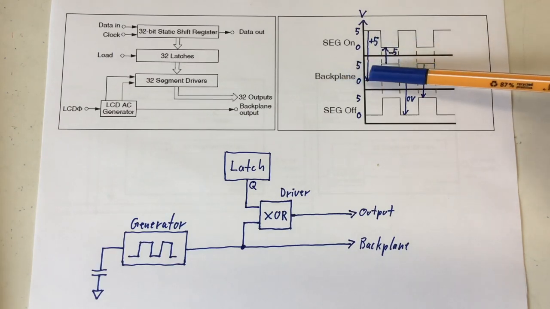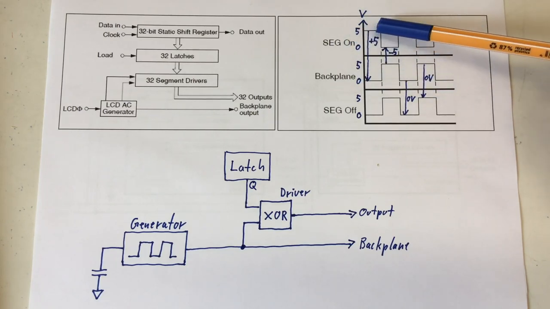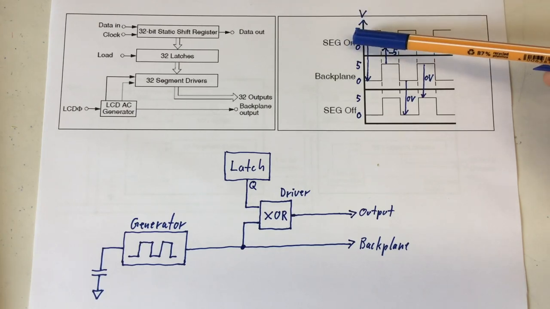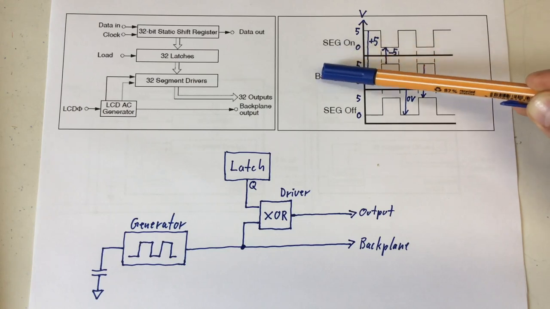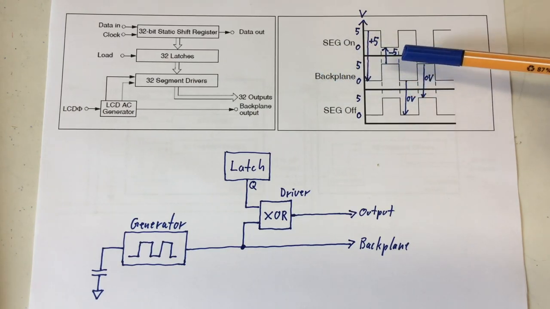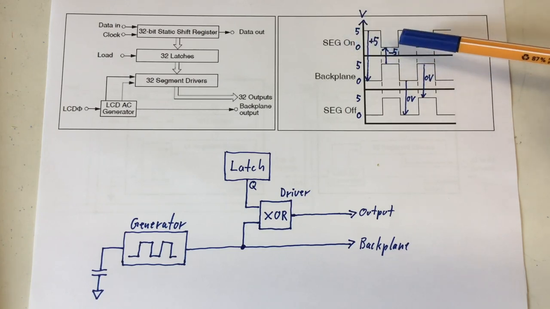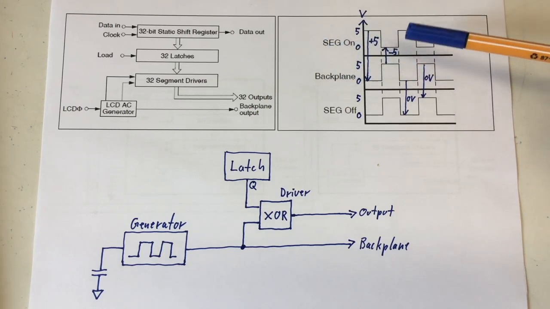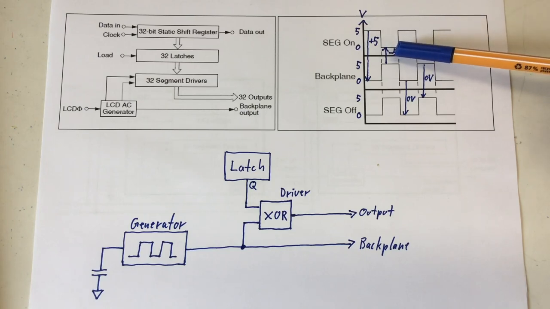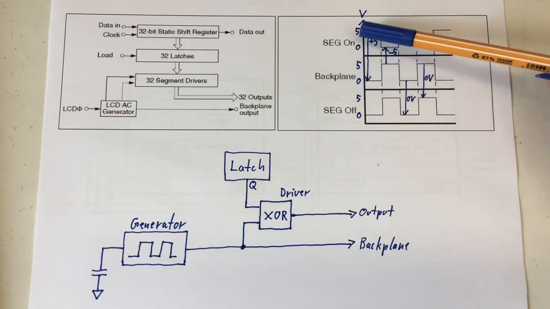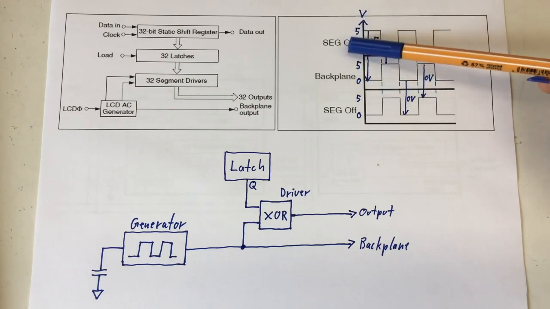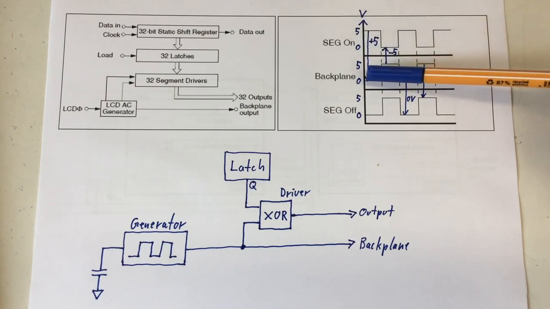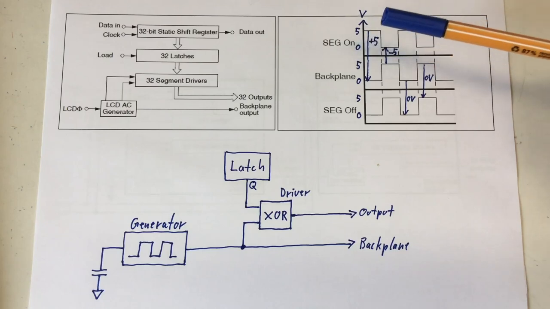So that means when the backplane is low, 0 volts, the segment output is high, 5 volts, and the segment on the LCD sees plus 5 volts in relation to the backplane. When the backplane is high on 5 volts, the segment output is low on 0 volts. So the segment in the LCD sees minus 5 volts. So you actually get on the segment a full 10 volts peak to peak AC. Okay, but at no point is there any negative voltage in relation to your supply ground involved.